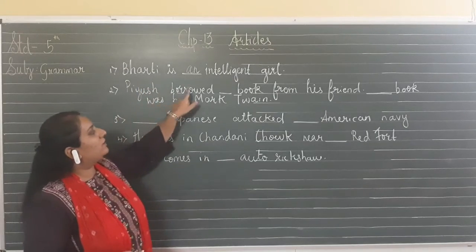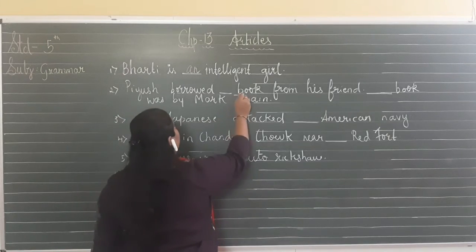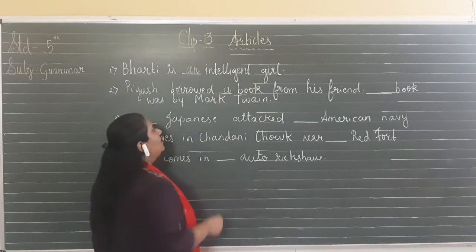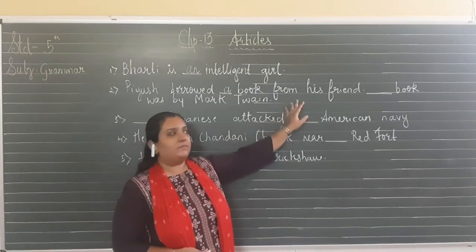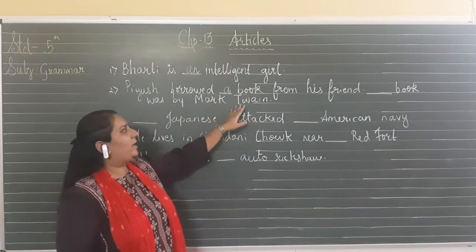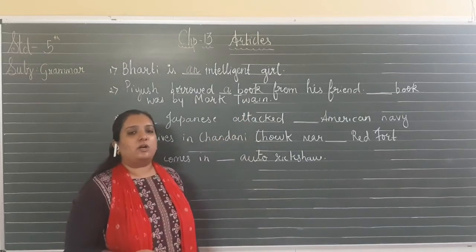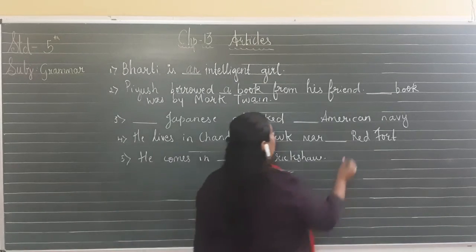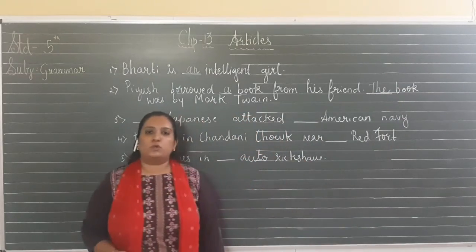Second, Piyush borrowed dash book. Book, consonant sound. So we will use article a over here. Piyush borrowed a book from his friend. Dash book was by Mark Twain. Now we are talking about a particular book. So whenever we talk about any particular thing, we use article the. The book was by Mark Twain.